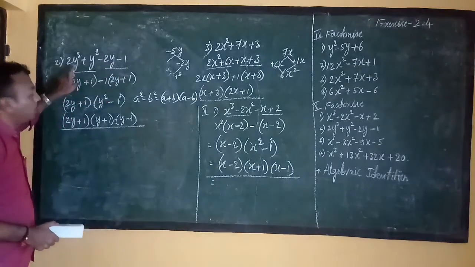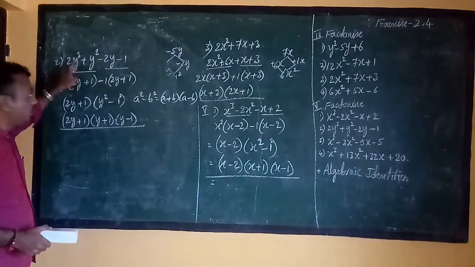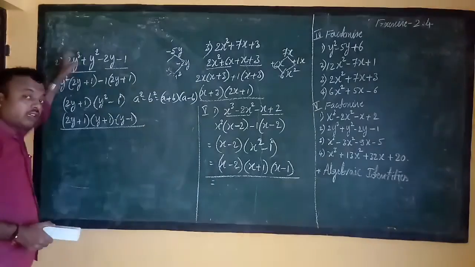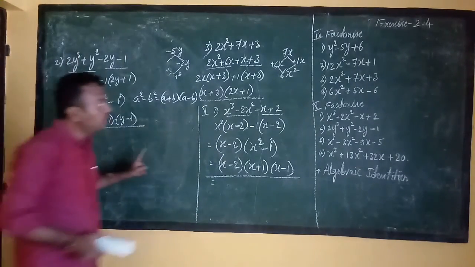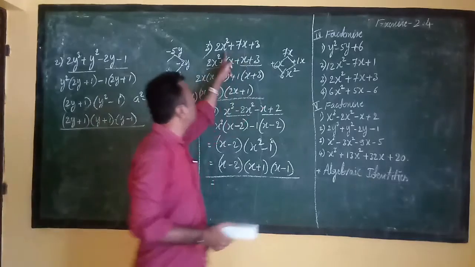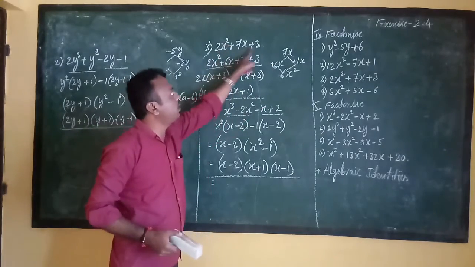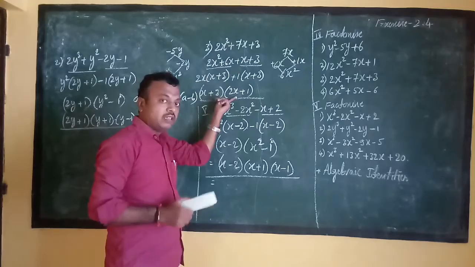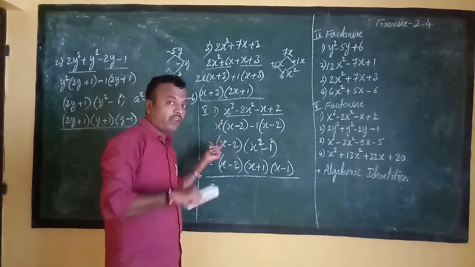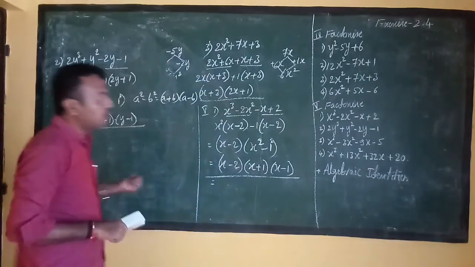In this polynomial, what is the degree? Yes, the degree is 3. Therefore, there are 3 factors of the given polynomial. If the degree is 2, like 2x square plus 7x plus 3, the degree is 2, therefore there are 2 factors. If the degree is 4, there are 4 factors. So like that, we have to solve it.